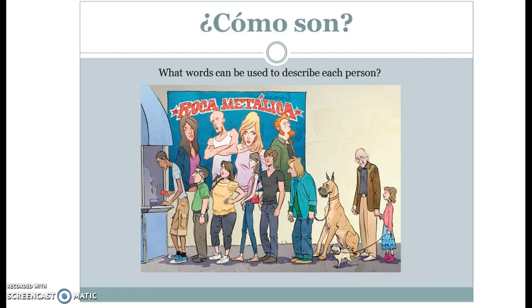¿Cómo son? What are they like? What words can be used to describe each person? Using the vocabulary in this particular chapter, how can you describe 5 of these people?